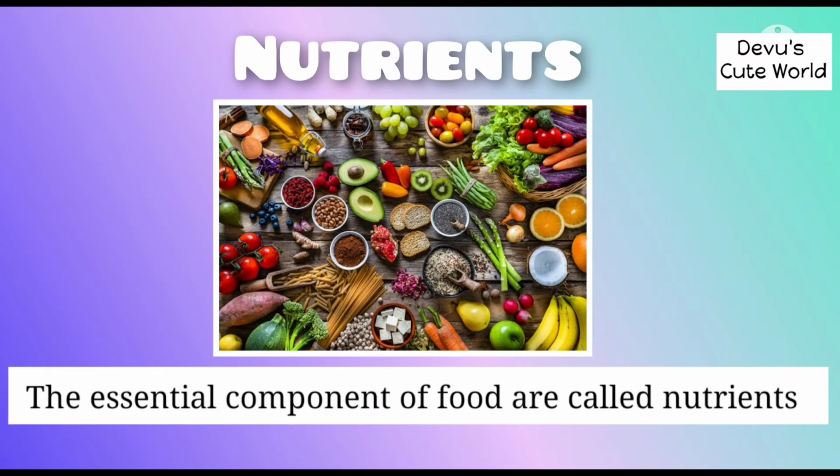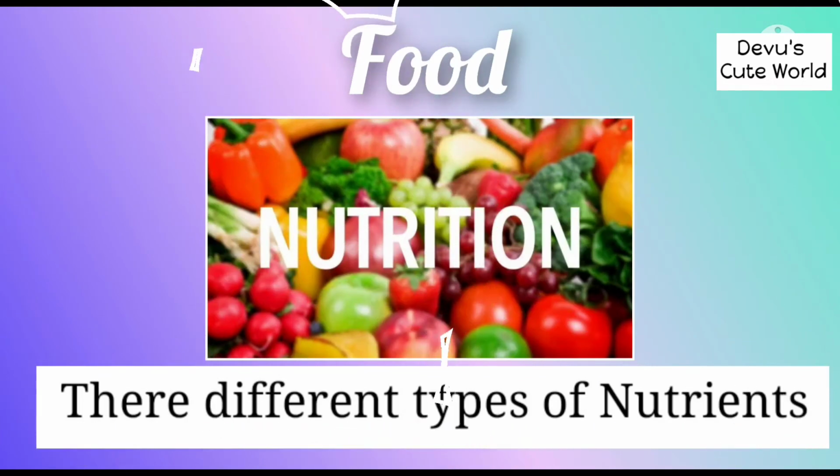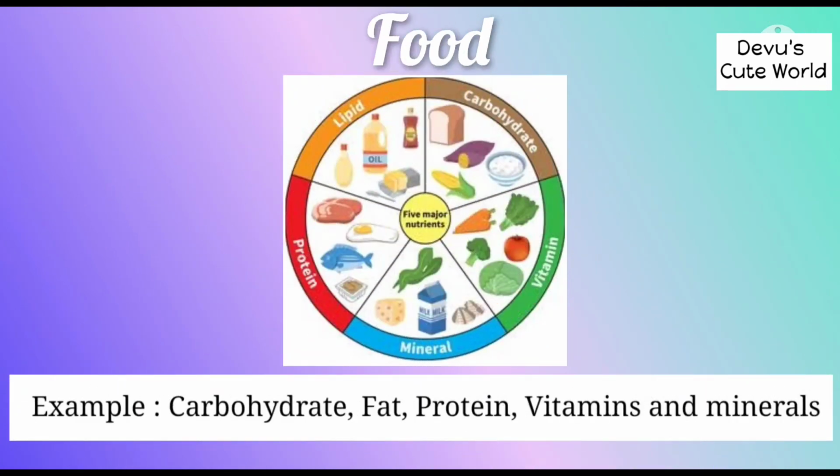Essential components of food are called nutrients. There are different types of nutrients. Examples: carbohydrate, fat, protein, vitamins and minerals.